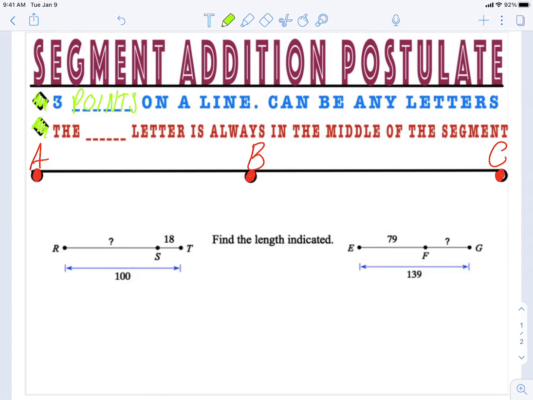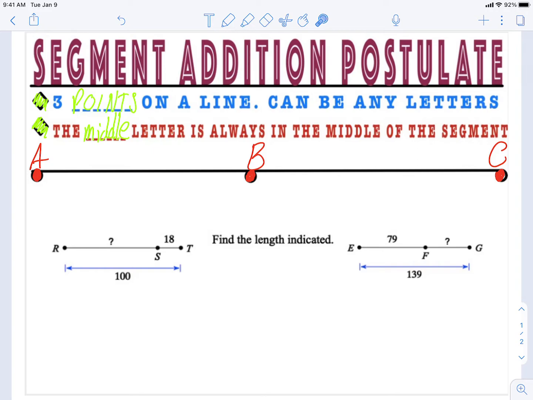Point number 2, the middle letter, is always in the middle of the segment. So A, B, C, B's in the middle. If you say R, S, T, S would be in the middle. If you say X, Y, Z, Y would be in the middle.